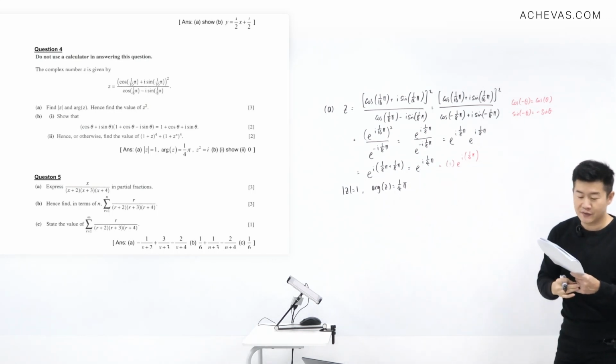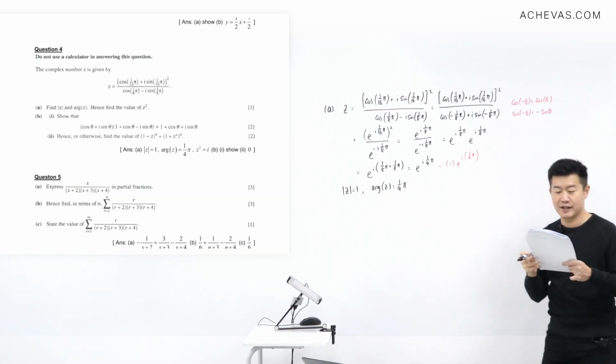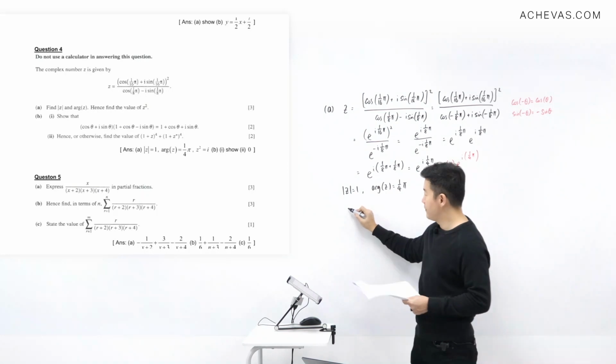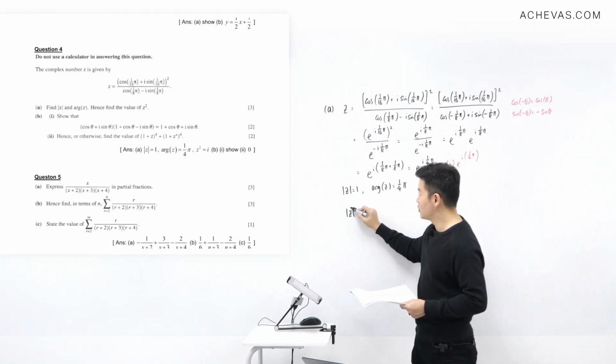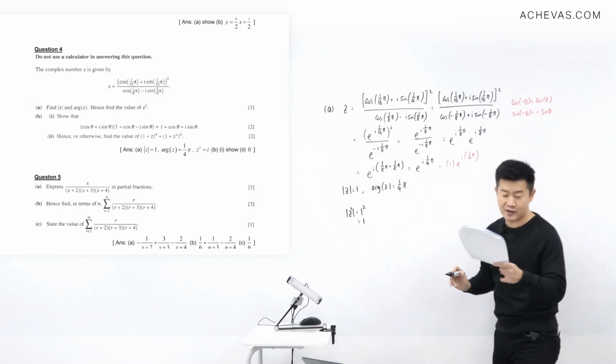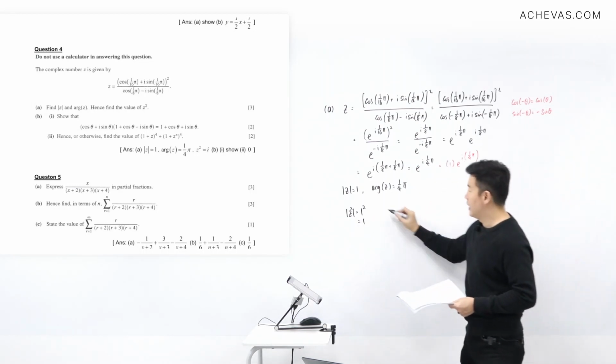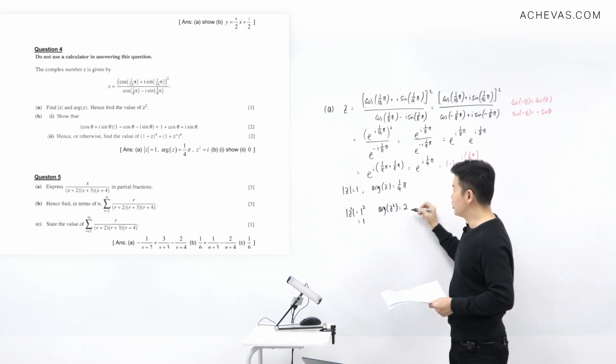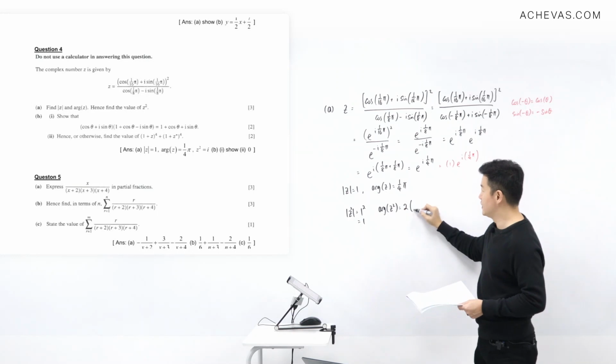So we have found the modulus of z and the argument of z. Hence, the question says we are supposed to find the value for z squared. So for z squared, what is the modulus of z squared? This is going to be equal to 1 squared. So the modulus of z squared is equal to 1. And how about the argument of z squared? This is going to be 2 times the argument of z. So this is going to be 2 times 1/4 pi.